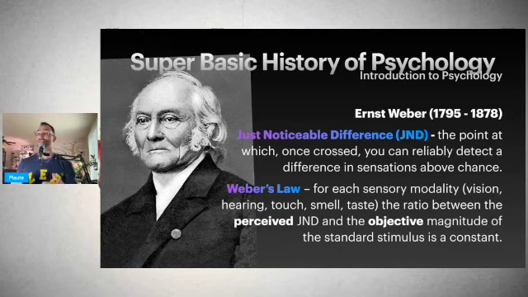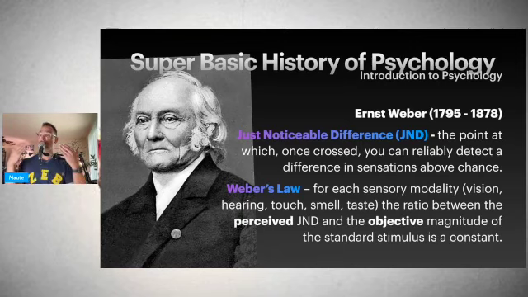Weber was performing psychology's first true experiments by taking compass points and determining just noticeable differences on skin. What he was essentially doing was altering one variable at a time to observe its effects on a second variable. His hypothesis: the smallest difference we can perceive between two stimuli is not objective, but rather subjective, and varies with the intensity of the stimulus. This hypothesis is what's known as Weber's law. For each sensory modality, vision, hearing, touch, smell, or taste, the ratio between the perceived just noticeable difference and the objective magnitude of the standard stimulus is a constant.